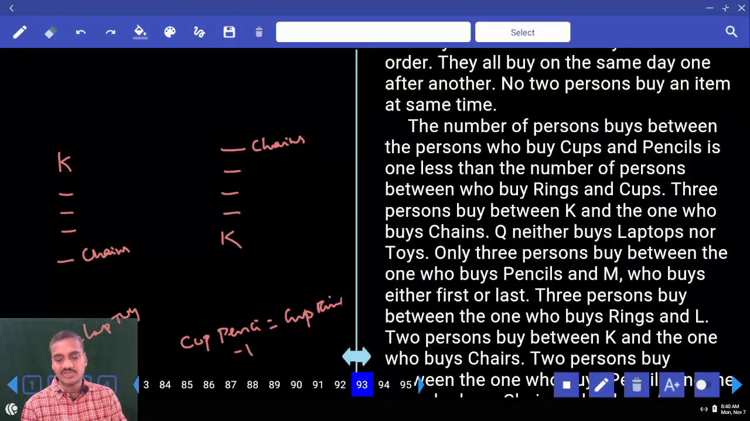Only 3 persons between pencil and M. Now in between pencil and M, how many? Between pencil and M, there must be exactly 3 persons between these 2. Now between pencil and M, there must be exactly 3.